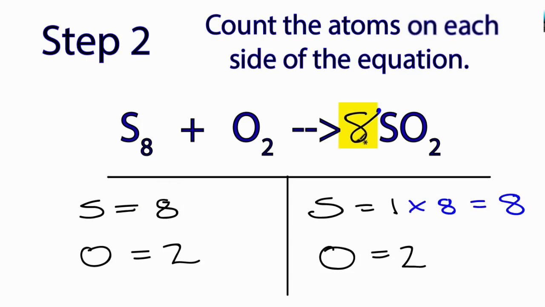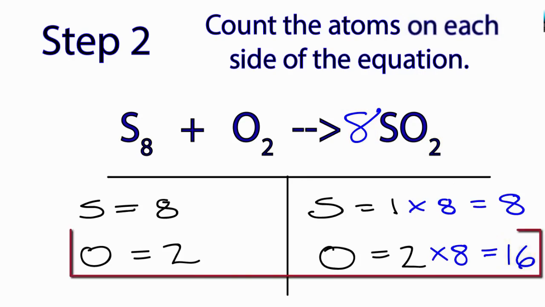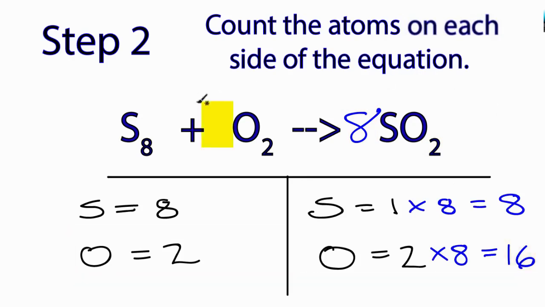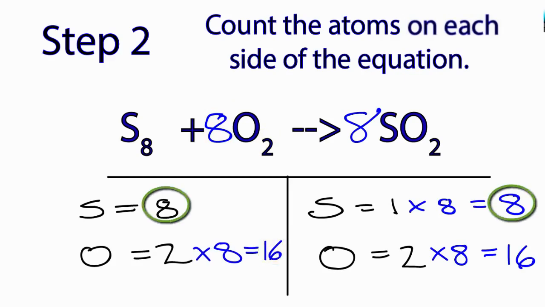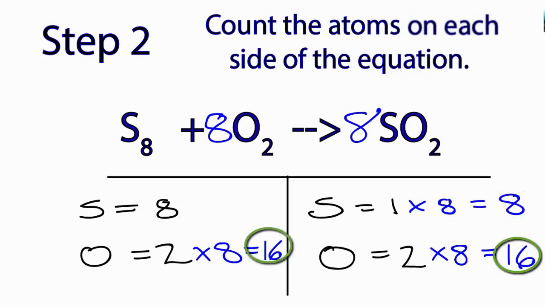But this 8 here is also times the 2 oxygens. And that gives me 16 oxygens. So I've fixed the sulfurs, but the oxygens aren't balanced. I can change the coefficient here, though, to 8, because 8 times 2 equals 16. So now I have 8 sulfurs on each side, and I have 16 oxygens on each side of the equation. This equation is balanced.